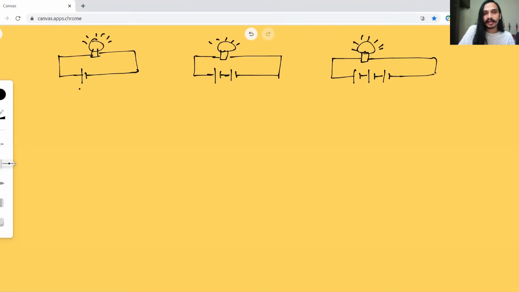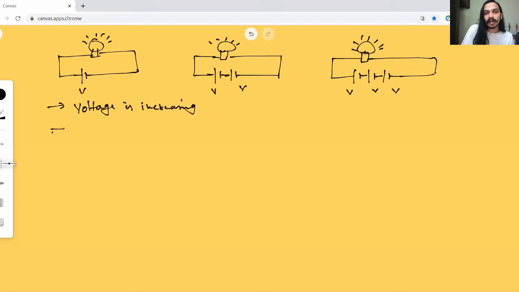Say that this battery has a voltage of V. Now we have two batteries with the same voltage. We have now three batteries with the same voltage. So I can say that since I am using more batteries in different situations, the voltage is increasing. The amount of voltage going across is increasing. So if I look in this direction, I am increasing my voltage.